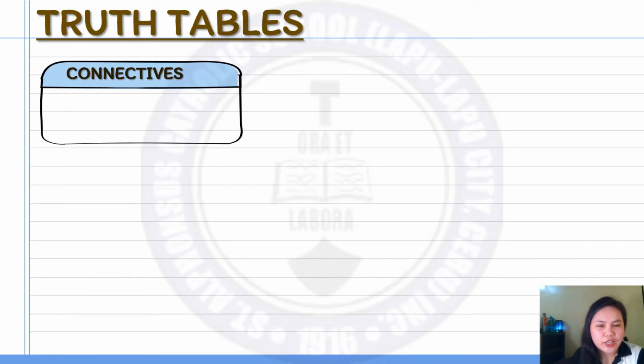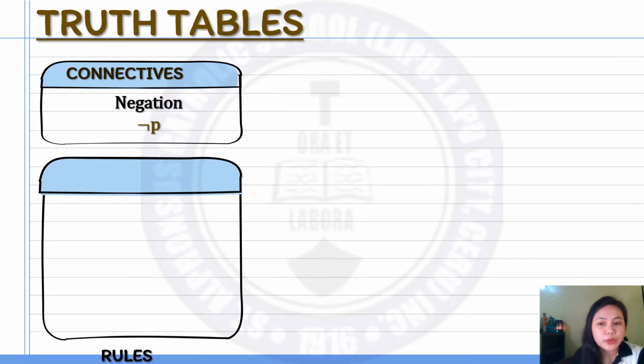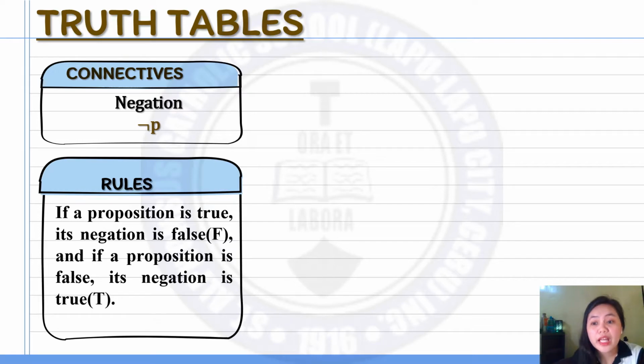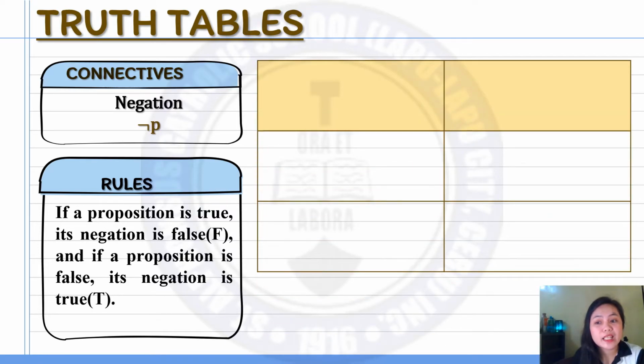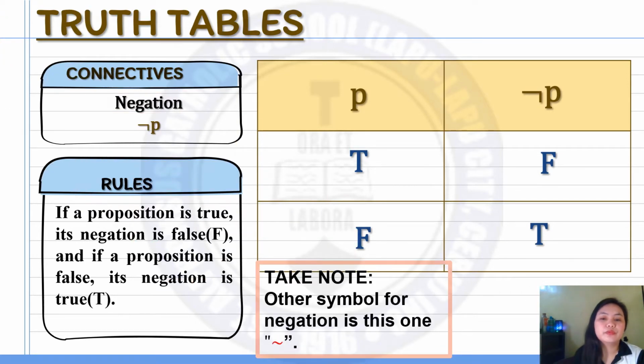Lastly, the negation, which can be read as not P. The rule is: if a proposition is true, then its negation is false, and if a proposition is false, its negation is true. For example, as we represent this in our truth table, the first column is our statement. So if the statement is true, the negation is false. If the statement is false, the negation is true. Take note, there is another symbol for negation, which is this symbol.